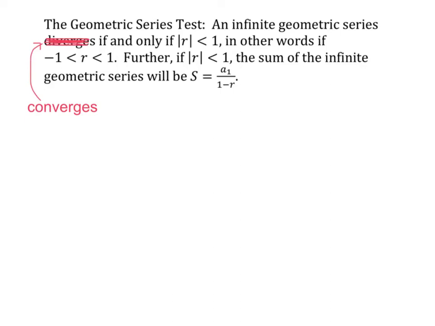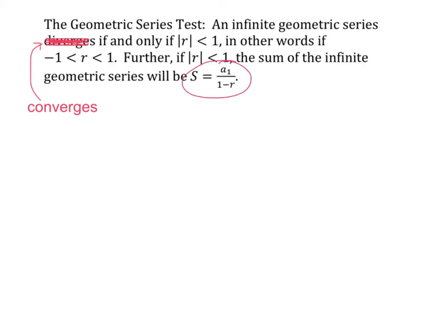We've been talking about these tests for convergence, and there is a test called the geometric series test. And it's actually very simple. An infinite geometric series converges if and only if the absolute value of the common ratio is less than 1. In other words, the common ratio has to be between -1 and +1, not including 1 or -1. Furthermore, and this is important, if the absolute value of the common ratio is less than 1, if it does converge, then we can actually say what the series converges to. We can say that the sum of the infinite geometric series will be this.